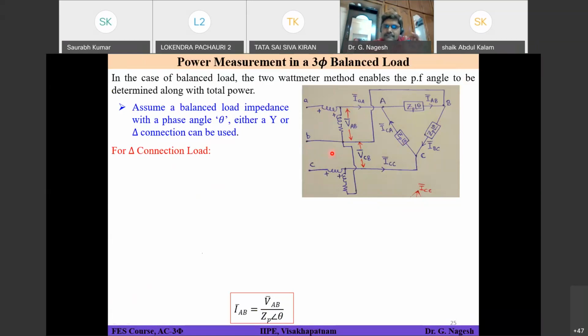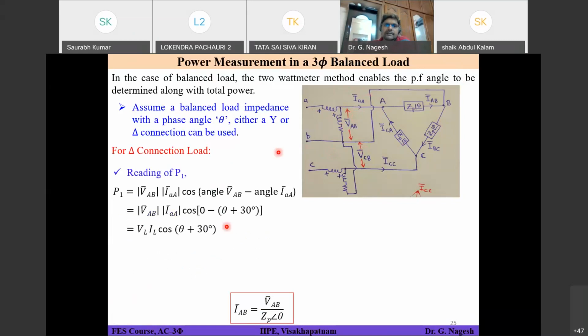Since it's a balanced system, all the RMS values of the voltages between AB, BC and CA are called line voltage. So I can represent that with VL, and I can represent the current flowing in the line with IL. So IL indicates the line current. What you have told is the first expression: VAB into IAA into cos of the angle difference between those two.